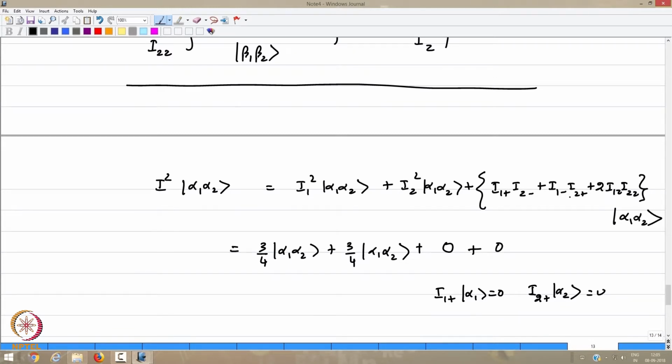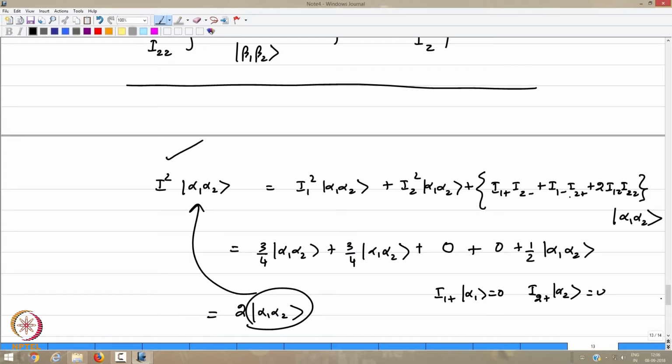But the third term acting on the state alpha 1, alpha 2 is the product of I1z acting on alpha 1 and I2z acting on alpha 2, and each one gives you a half. Therefore, it is 1 by 4, but the sum is 1 by 2 because there is a 2 here, and it also gives you alpha 1, alpha 2. So, the answer here is 2 times alpha 1, alpha 2. Therefore, the state alpha 1, alpha 2 is an eigenfunction of I square.